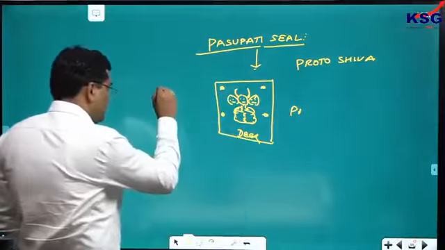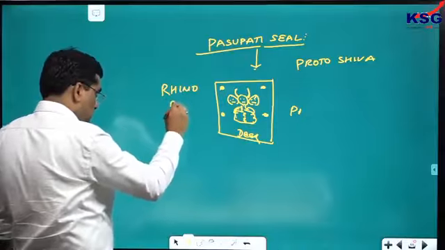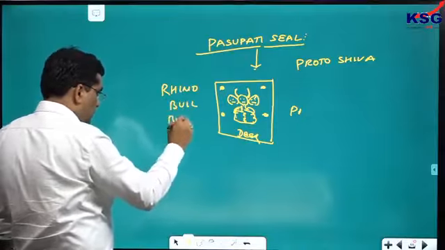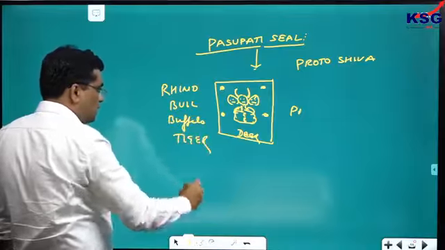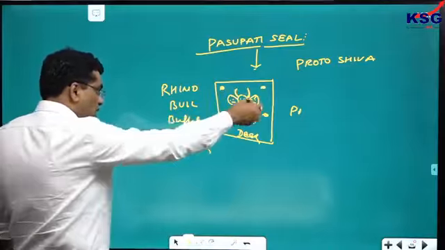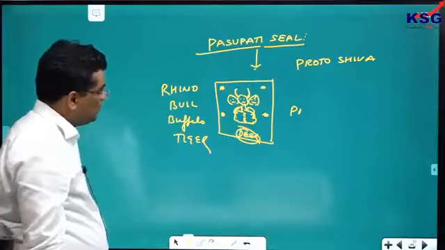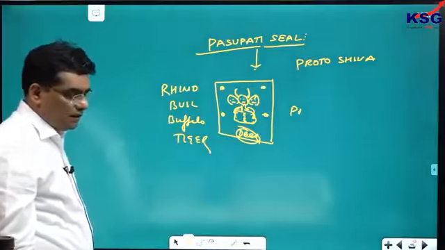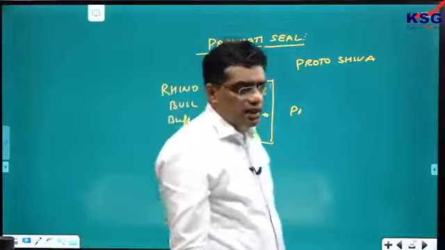So rhino, bull, buffalo, tiger. These are the animals surrounding that yogi, and deer. So this is the Pashupati Seal. This is a Proto-Shiva, Lord of the Beasts. So Harappans had this type of seals.